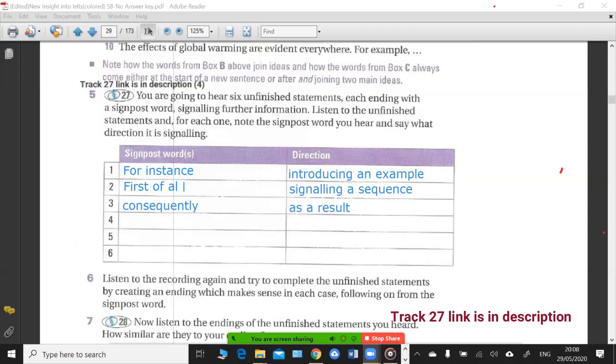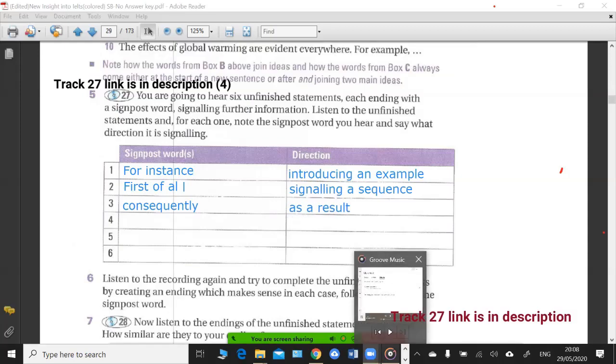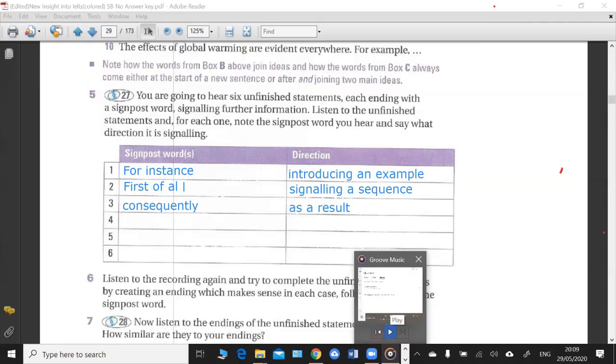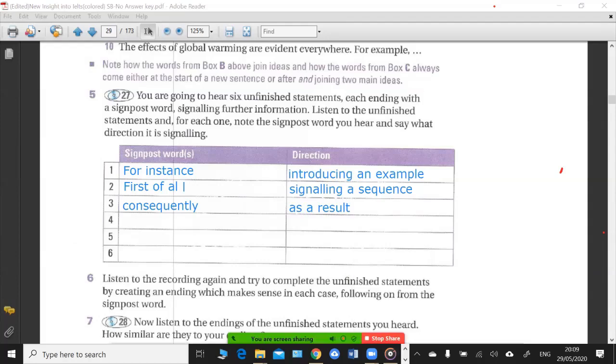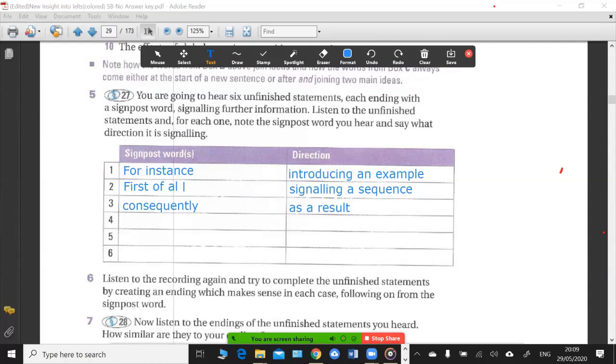Now, moving on to the next one. Idioms are a colorful and fascinating aspect of language, but. So now, what is the signpost word? But. And what is the direction? But. Opposite, opposing.